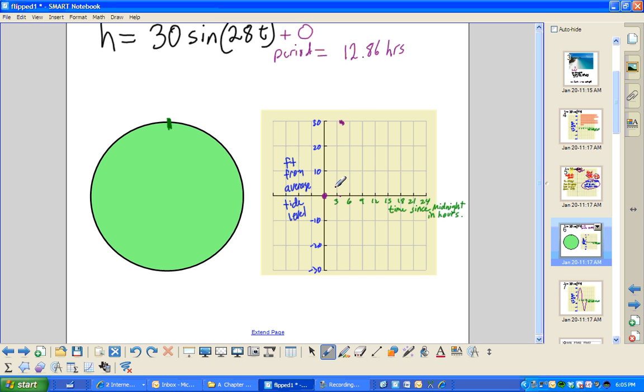Okay, remember we were here at time 0 and height 0. And so we're up there. So it's going to look like this. Okay, let's do our next one.